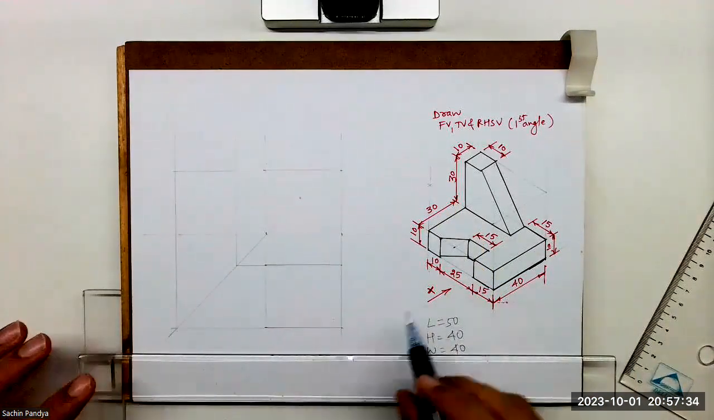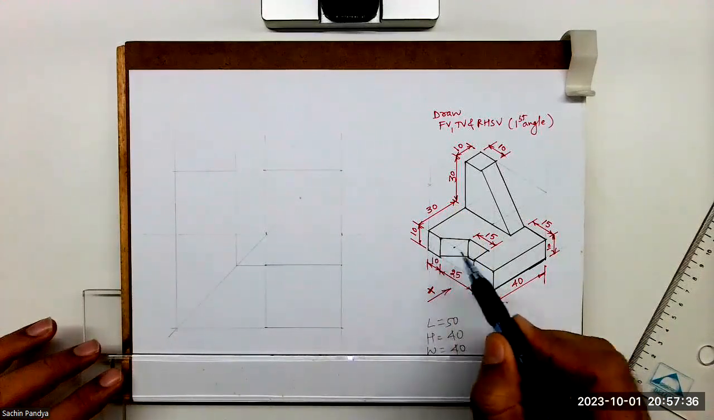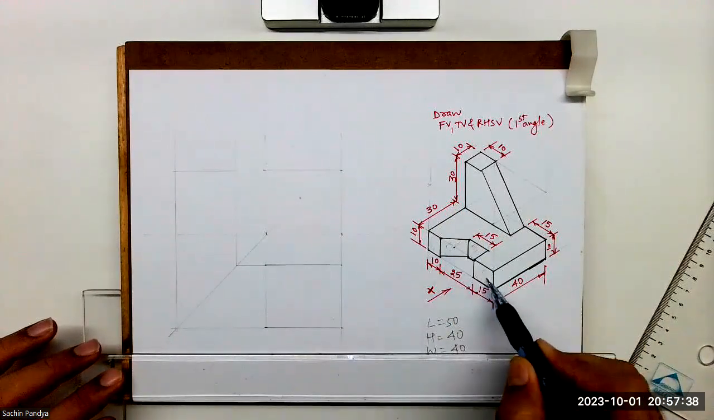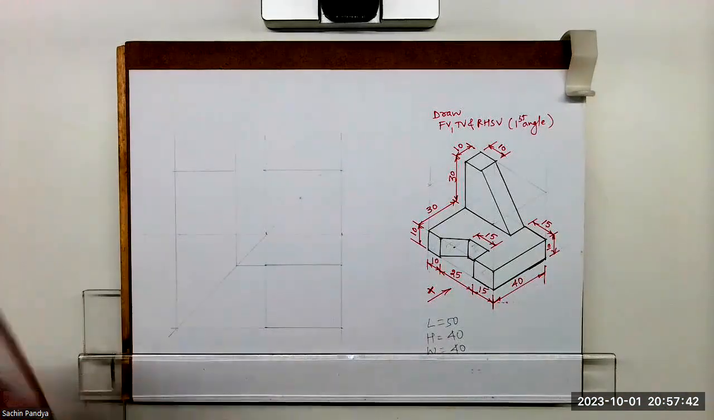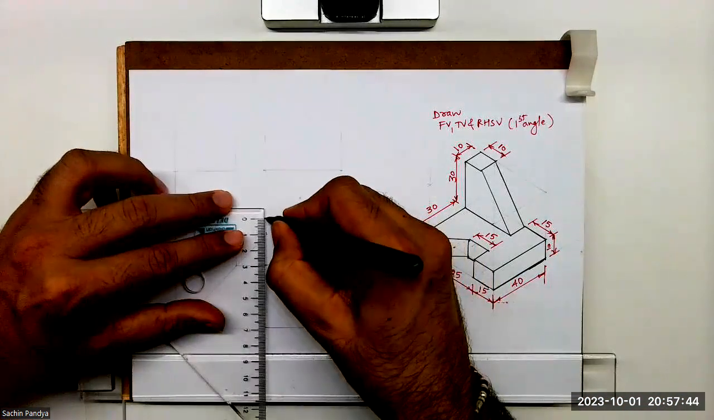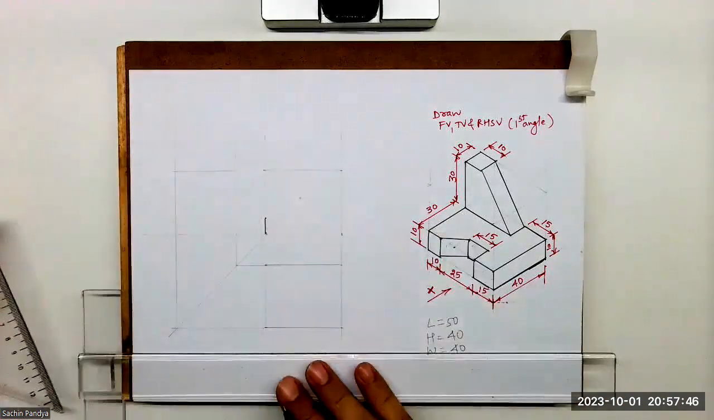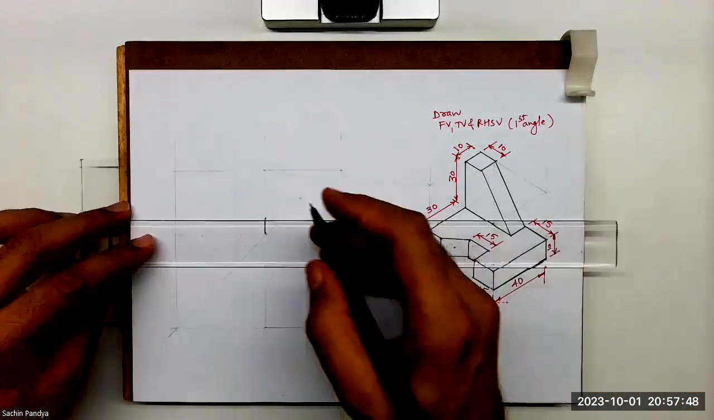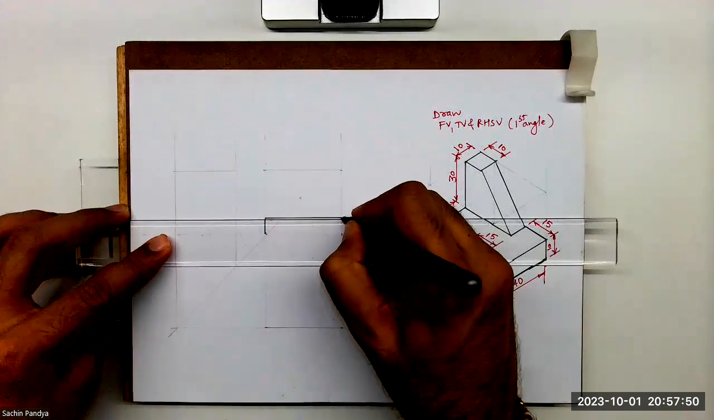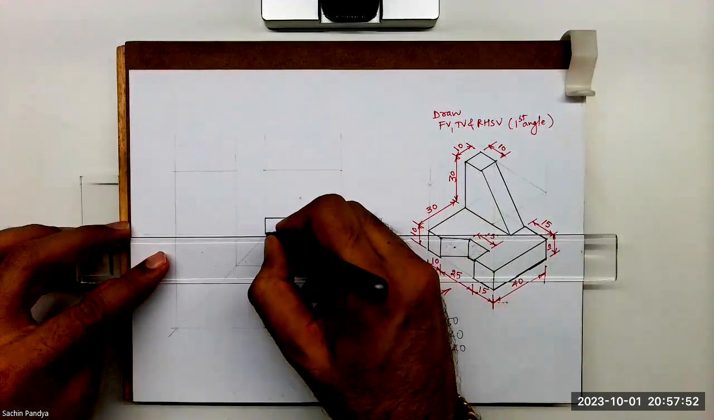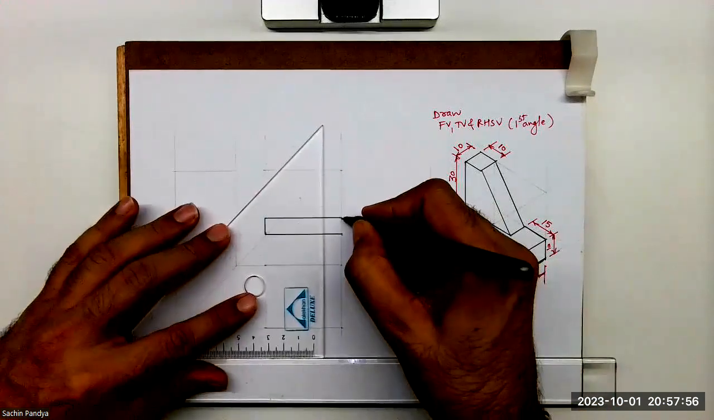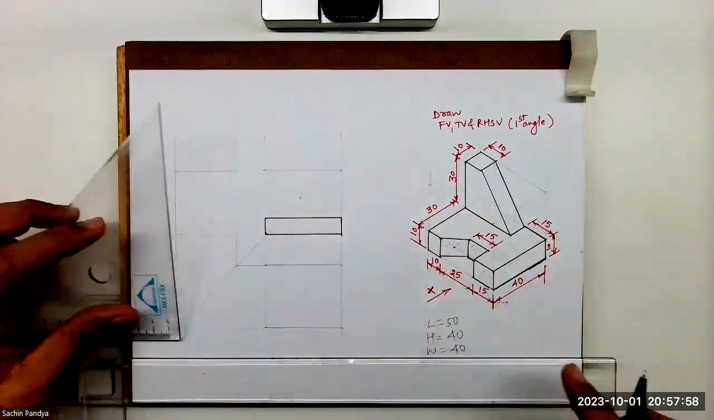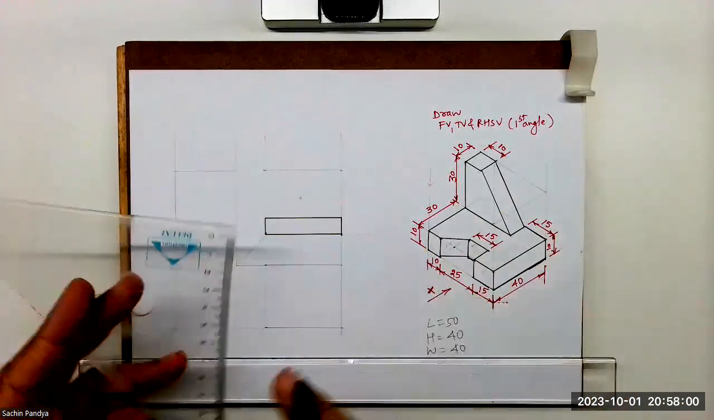Now, when you see from the front, you'll see this part, this part, this part, this part. This entire part will be seen. So what I can do, I can take height 10. And I can draw a horizontal line. This is the front view, right?